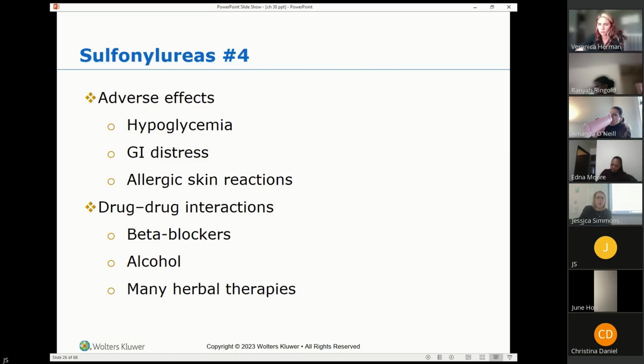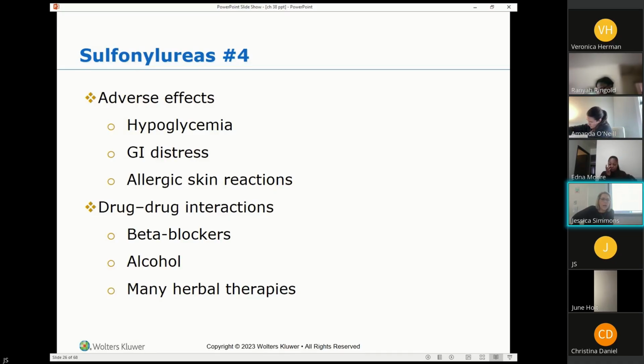So adverse effects, of course, are going to be hypoglycemia. With any anti-diabetic agent, the highest risk is going to be hypoglycemia. GI distress, allergic skin reactions, drug-to-drug interactions include beta blockers, alcohol, and many herbal therapies. We have already discussed why beta blockers are an issue, correct? We all know this? Good.